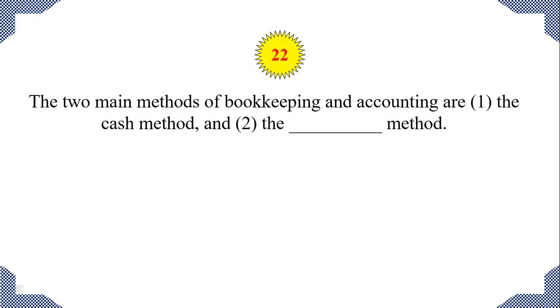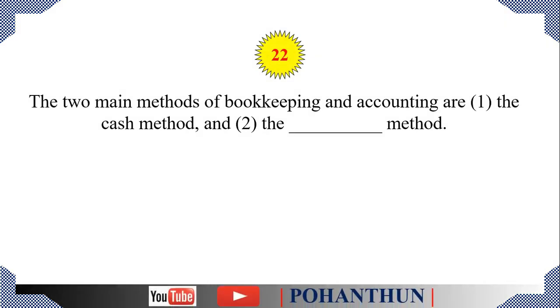Question number 22. The two main methods of bookkeeping and accounting are: number 1 is the cash method, and the second method is the accrual method of accounting. The two main methods of bookkeeping and accounting are the cash method, which records transactions when cash is exchanged, and the accrual method, which recognizes transactions when they occur, regardless of cash flow timing.